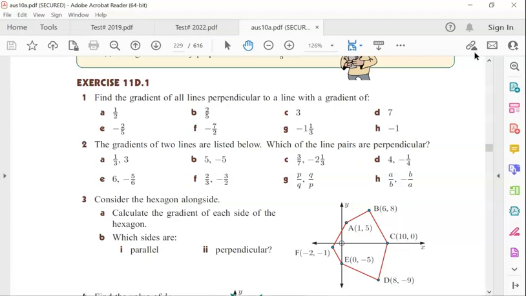What about this one? -1/3. So when we see 3, we actually see it as 3/1. So we flip it, 1/3, and reverse the sign. So no prizes then. 7 is obviously also going to be -1/7.